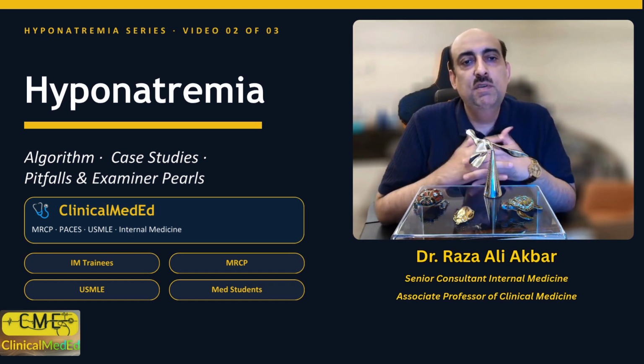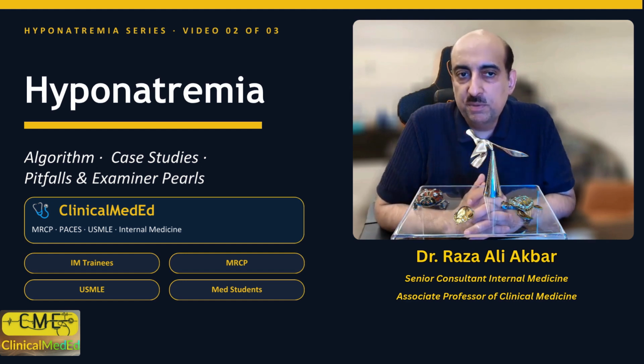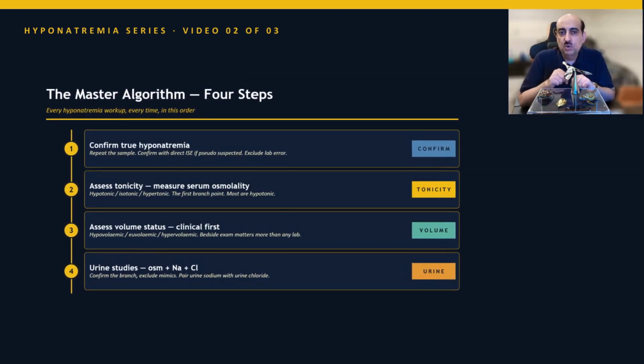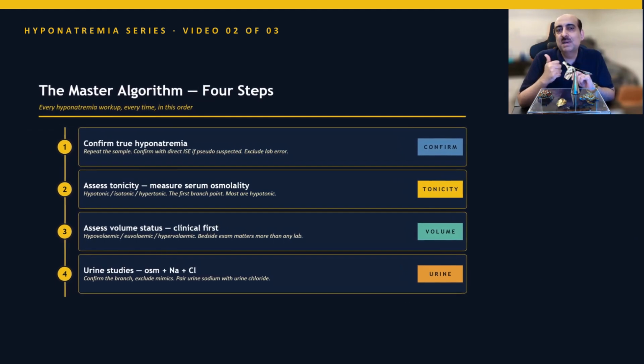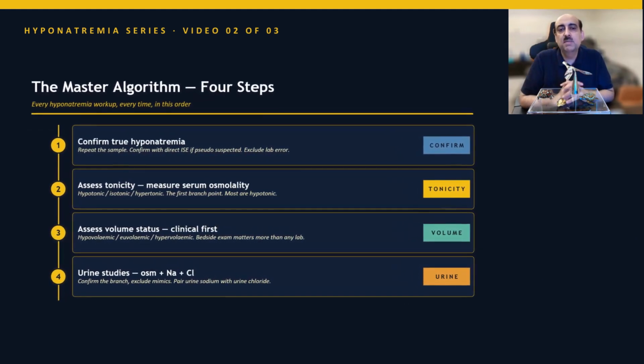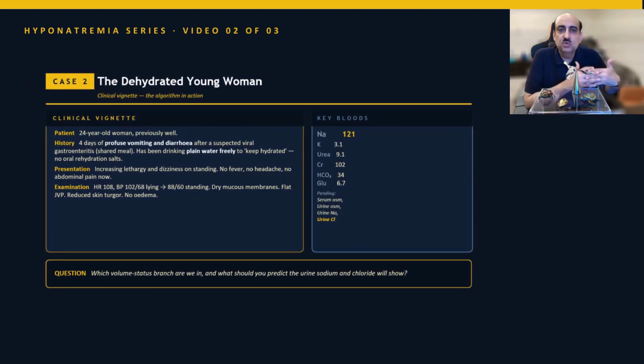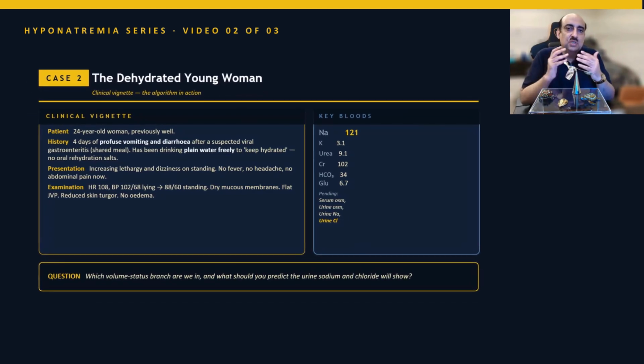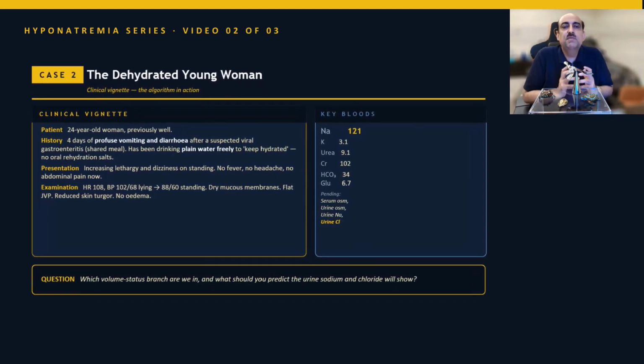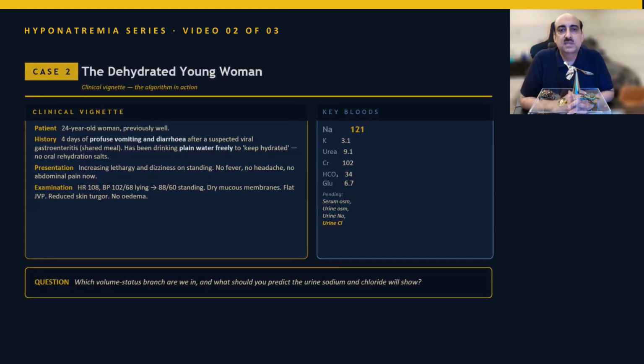In part 1, we built the physiological foundation of hyponatremia. In part 2, which is this video, we turn that into a single systematic 4-step diagnostic algorithm that can handle any presentation. We'll work through the urine studies and run two contrasting cases through this diagnostic algorithm, and cover some of the pitfalls and examiner pearls as well.